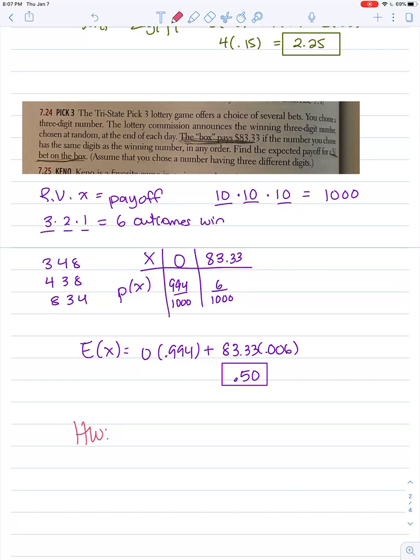All right, your homework's in the textbook. Page 396, 7.3, B, C, D, and E, and page 405, 7.16.